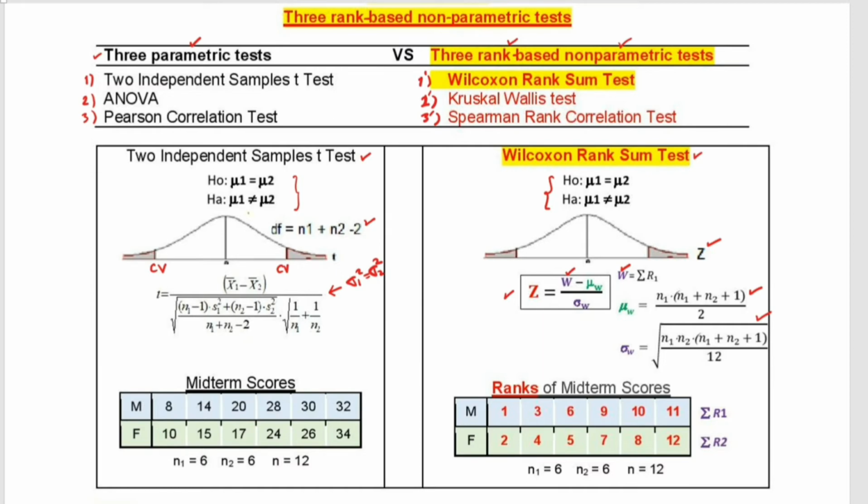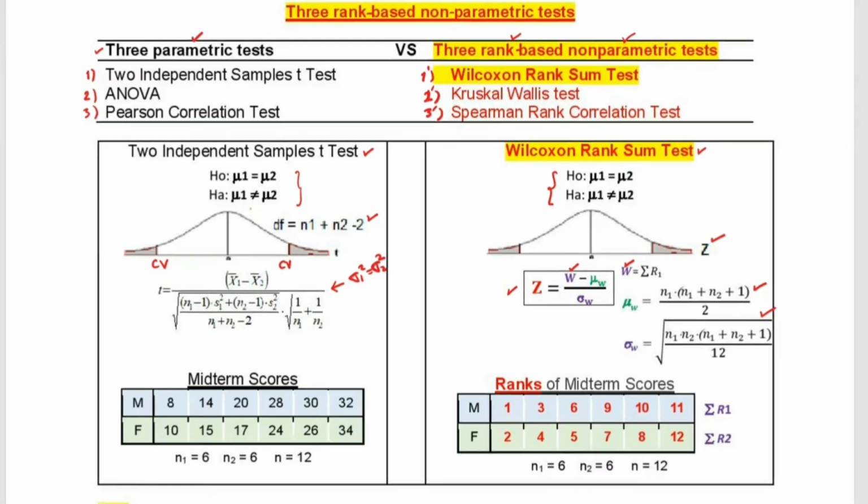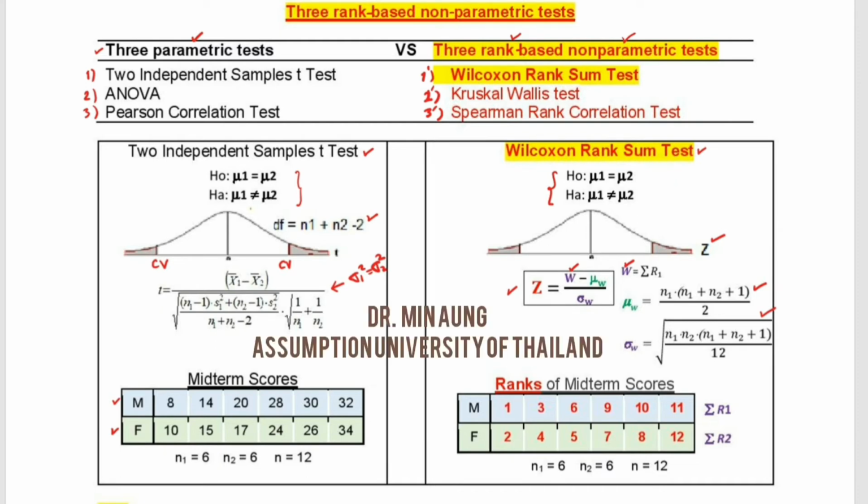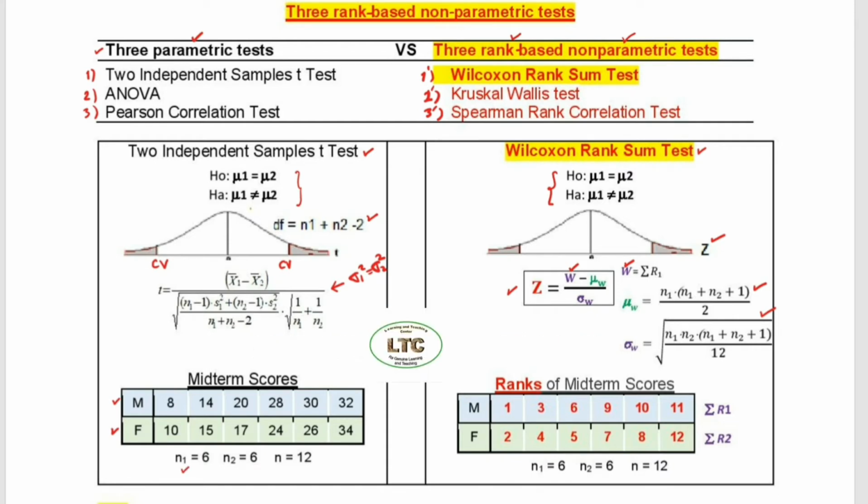And example, data are given below. Midterm scores. Think about midterm scores of two independent samples M and F. There are 6 students each, altogether 12 students. So sample size of sample 1, n1, is 6. Size of sample 2, n2, is 6 also, and n1 plus n2 is 12.